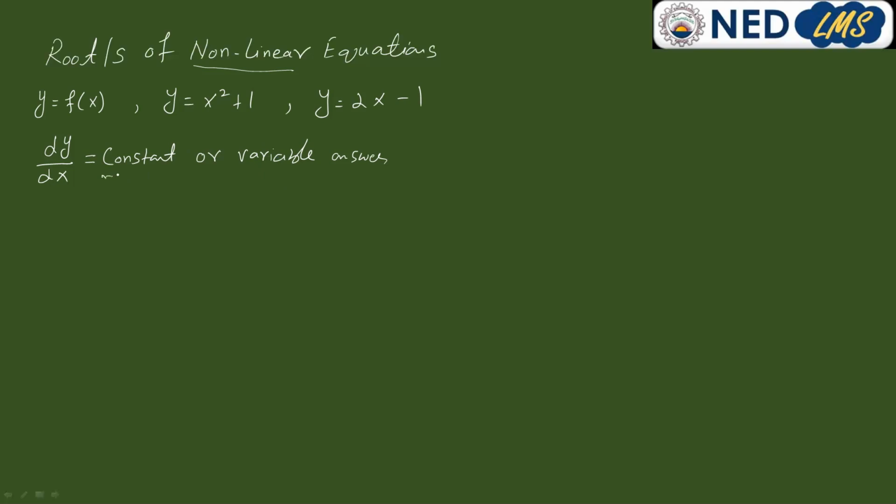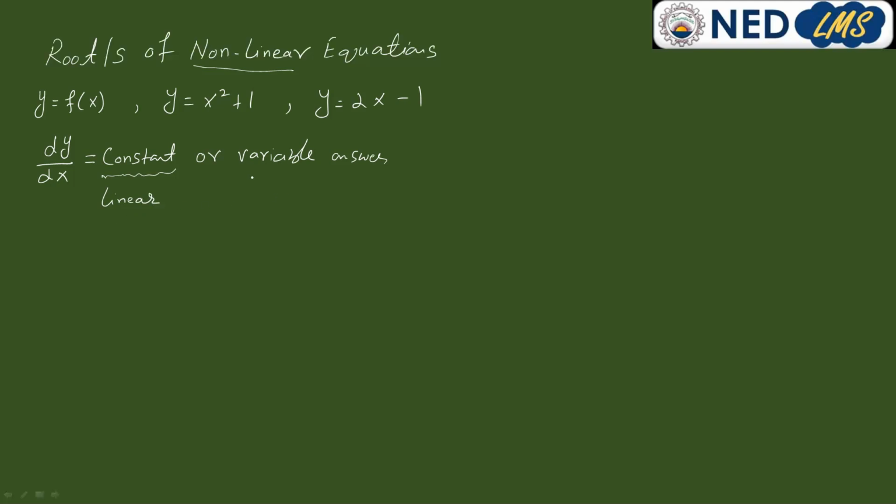Whenever you get a constant answer, this means that y is changing with respect to x linearly, with the same proportion. So that's why there is no change. So when you get a constant answer, in that case we call the function, or the equation, linear.